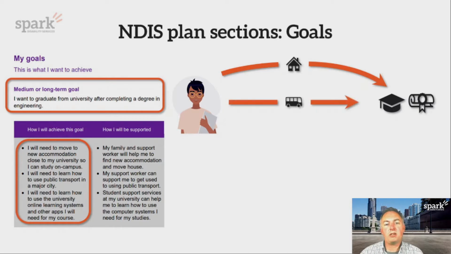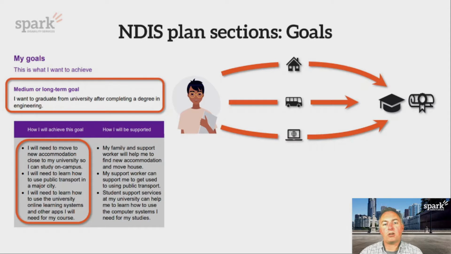Step 2 was familiarizing themselves with public transport services, bus services, train services, maybe tram services if they're in Melbourne, to allow them both to attend university but also to go other places in the community, for example, to their local shopping centre. Step 3 was familiarizing themselves with the university's computer systems and administration systems so that they can complete assignments and hand in their work and maintain their enrollment.